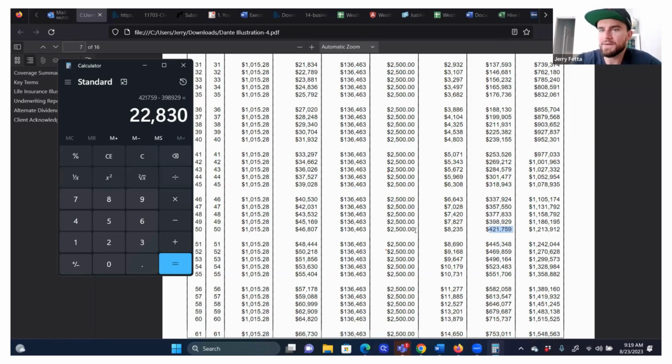Sometimes we'll set these up and people will ask, well, when can I stop funding it? Let me show you in the nicest way possible why that is the dumbest question I've ever heard. Dante puts in 2,500 bucks in year 50. His cash value goes up by 22,830. That's an increase of 9.13. So Dante puts in $1 and $9.13 new show up for every dollar he put in.